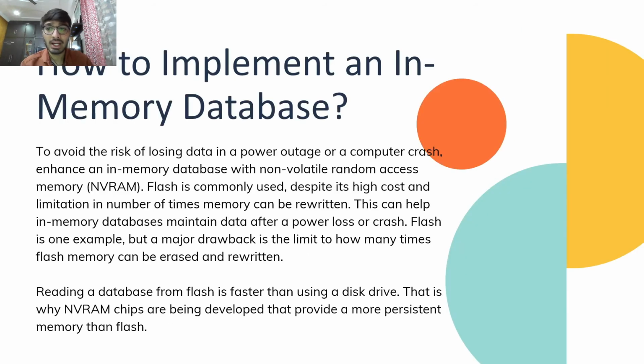So the most important part is how to implement an in-memory database. To avoid the risk of losing data in a power outage or a computer crash, non-volatile random access memory should be used. Flash is commonly used despite its high cost and limitation in number of times memory can be rewritten. This can help in-memory databases maintain data after a power loss or crash. Reading a database from flash is faster than using a disk drive. That is why NVRAM chips are being developed that provide a more persistent memory than flash.